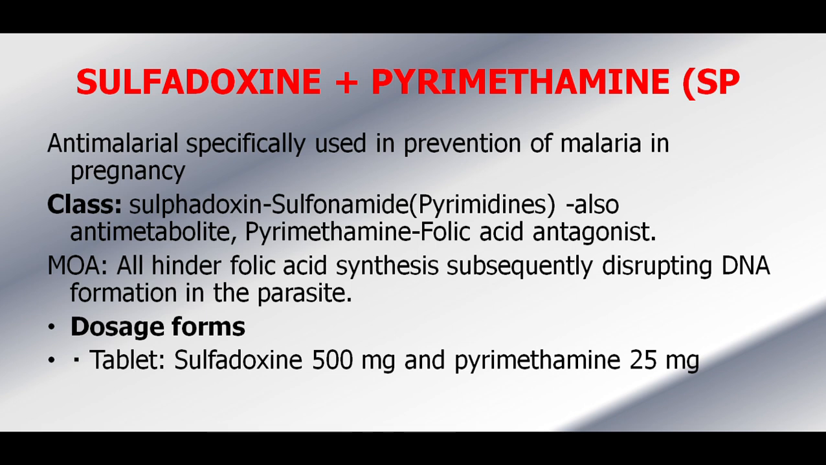So dosage forms, we have tablets which contain sulfadoxine 500 mg and pyrimethamine 25 mg. This combination is what you give to pregnant women.